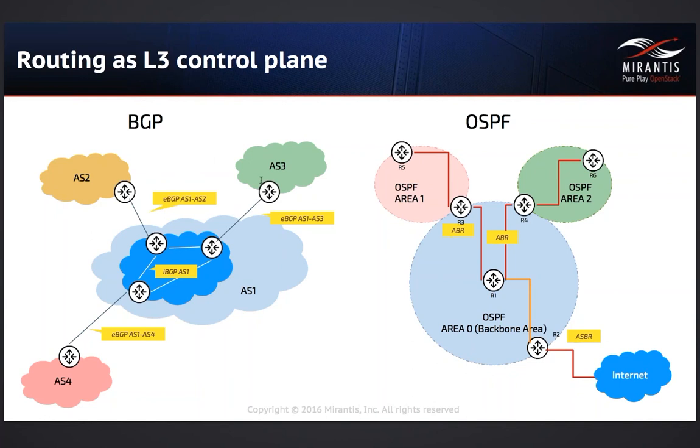BGP can actually also be used for the use case when you have many networks in one organization. But it's also the best protocol when you have two different organizations and they want to exchange routing information. So BGP is designed to serve as a routing protocol across different autonomous systems. Got it. Okay.